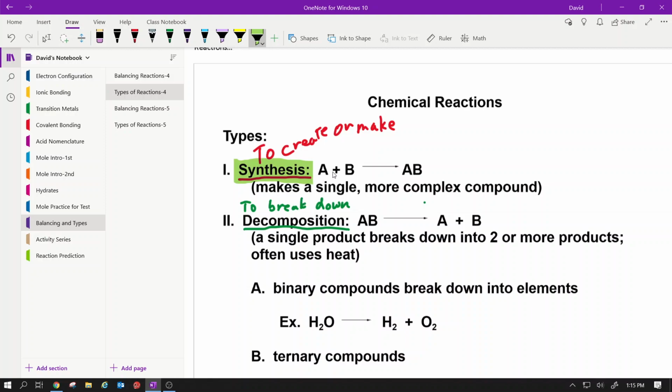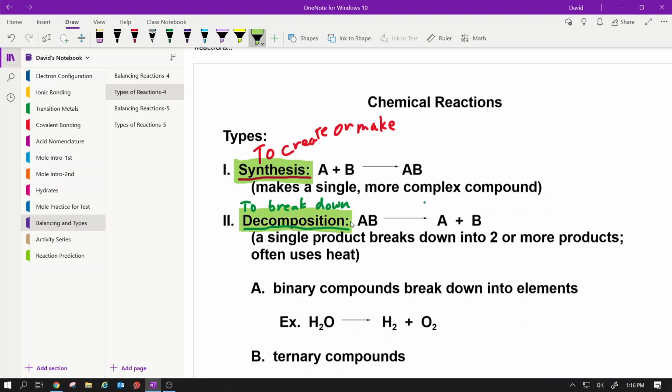We're going to start with two very simple things, maybe elements, maybe simple molecules like O2 or H2O, and we are going to combine those into something more complex. So when you see two things that then turn into one, you've got to say to yourself, oh, that was synthesis, because we took two items and combined them to make a single product.